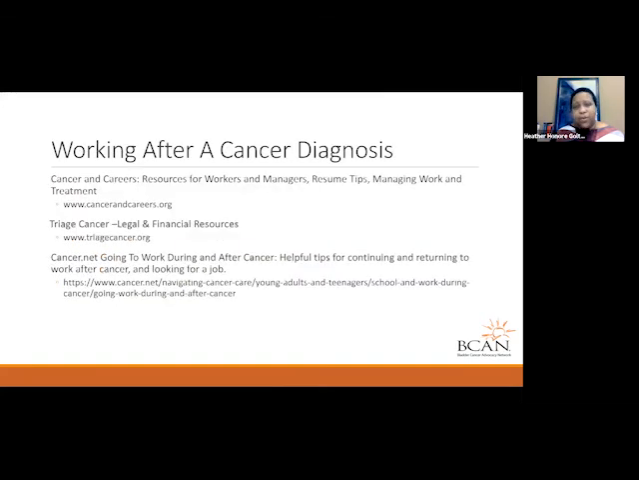Here are a few resources if you find yourself working after a cancer diagnosis. Triage Cancer, Cancer and Careers, cancer.net. These are wonderful resources. And some of them have financial assistance. So if you find that you may need copay assistance or so on, great resources. Next slide.